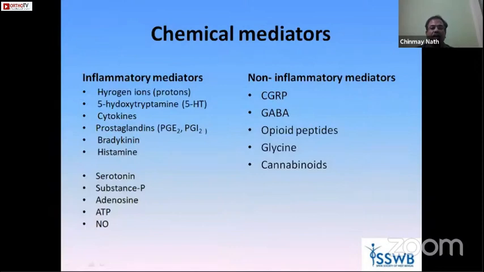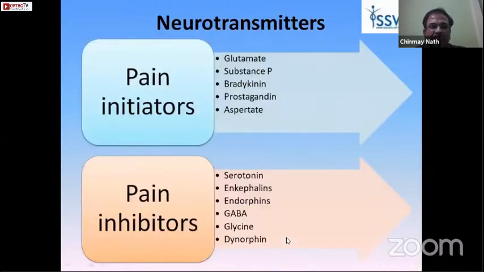Now, coming to the chemical mediators, some are inflammatory mediators and some are non-inflammatory mediators, which mediate the pain. Inflammatory mediators are hydrogen ion, 5-HT, cytokines, prostaglandin, bradykinin, histamine, serotonin, etc. Non-inflammatory mediators are GABA, opioids, glycine, cannabinoids, etc. Now, neurotransmitters may be pain initiators, such as glutamate, substance P, bradykinin, prostaglandin, or pain inhibitors, which inhibit the pain, such as serotonin, enkephalins, endorphin, GABA, etc.